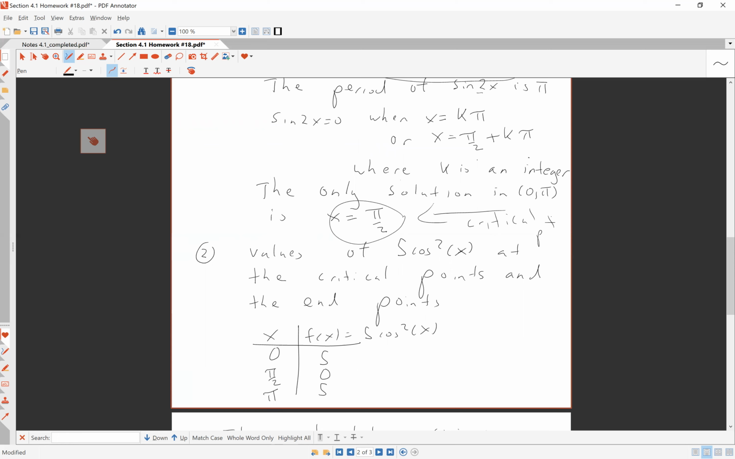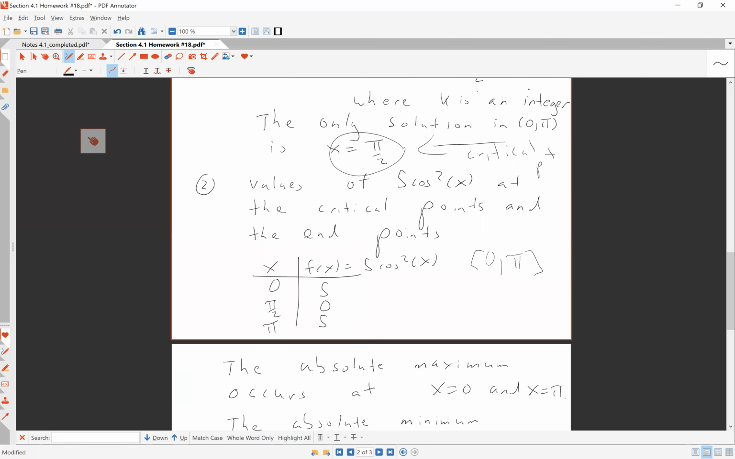And so now we want the absolute minimum, the absolute maximum. So we're going to look at the endpoints. Right? So here's our closed interval. The endpoints are 0 and pi, plus we have our critical point of pi over 2. And so we're going to evaluate the function. Cosine of 0 is 1, so you square it, you get 1, and then you multiply it by 5, you get 5. Cosine of pi is negative 1, and you square it once again, you get 1. Multiplied by 5, you get 5.